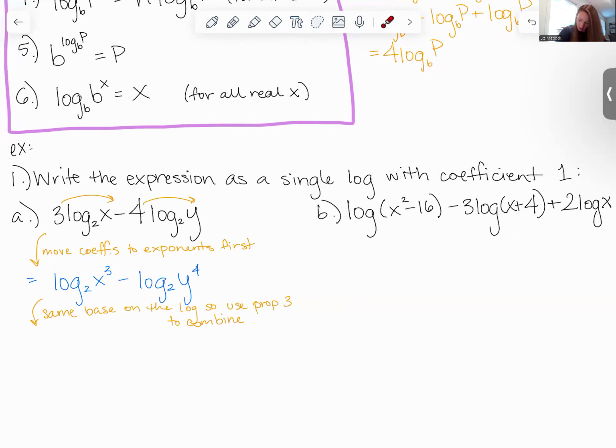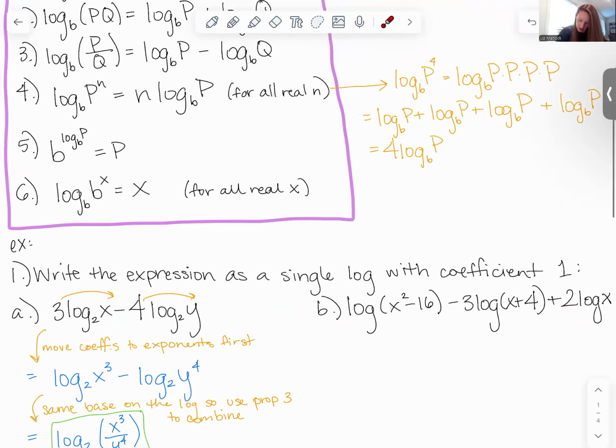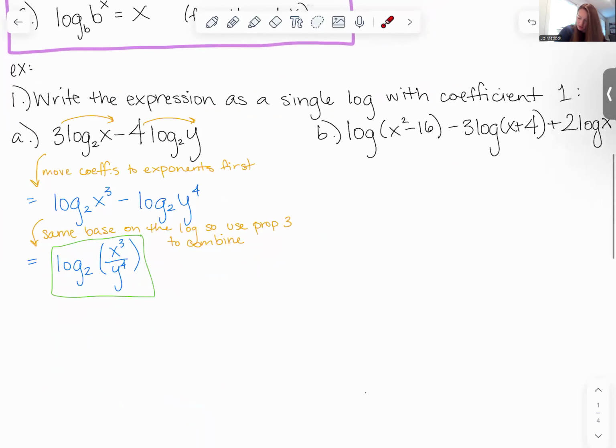So now I'm using property 3, which says that the difference of 2 logs, you can combine into a single log by writing it as a quotient of those inputs. And then that's our answer. So we're trying to write it as one log. We did. It's just a single log with a coefficient of 1, log base 2 of x cubed over y to the 4th. So in this case, I used property 4 and property 3. And property 3, I started with it like this, and then I condensed it to this side. So sometimes I use the left side, sometimes I'll use the right side.